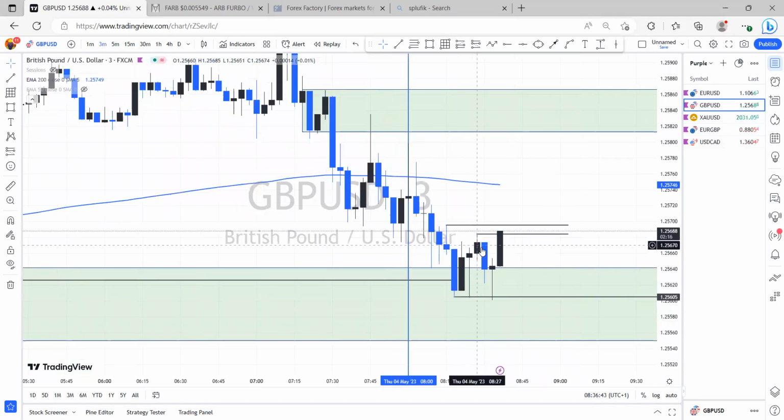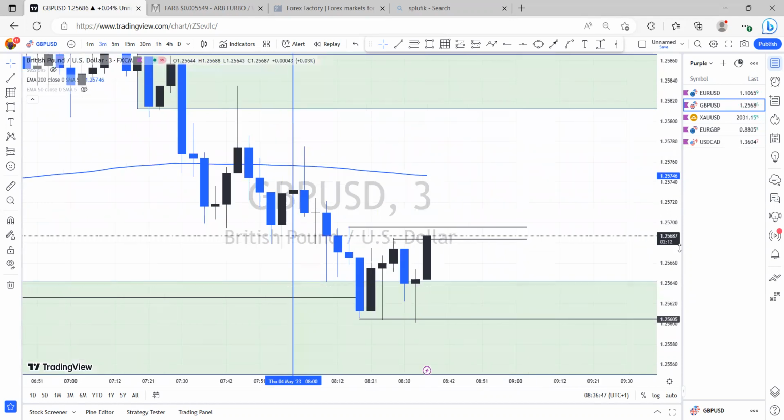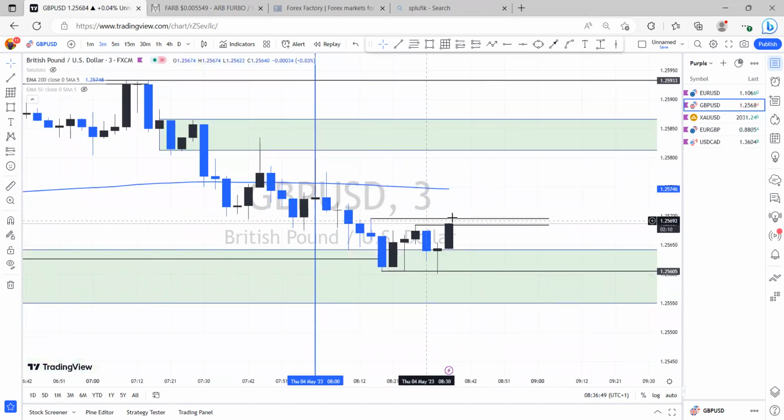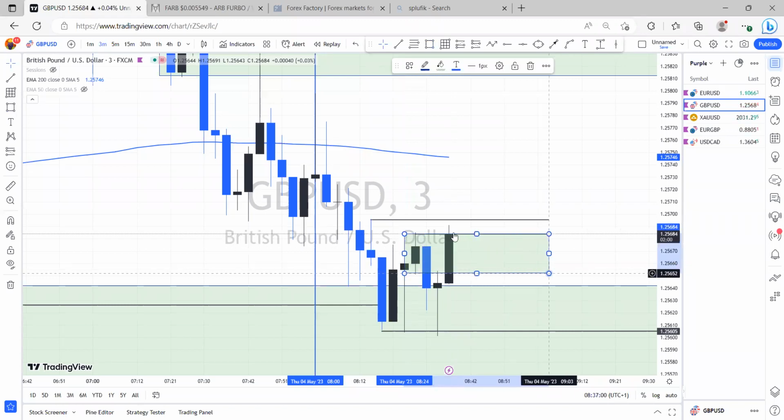Aha, that's very impulsive. I love that. Just pump like that. I love the impulsivity of that. So with that level of impulsive move, let's mark the wick to the wick of this candle. I need this candle to close above.